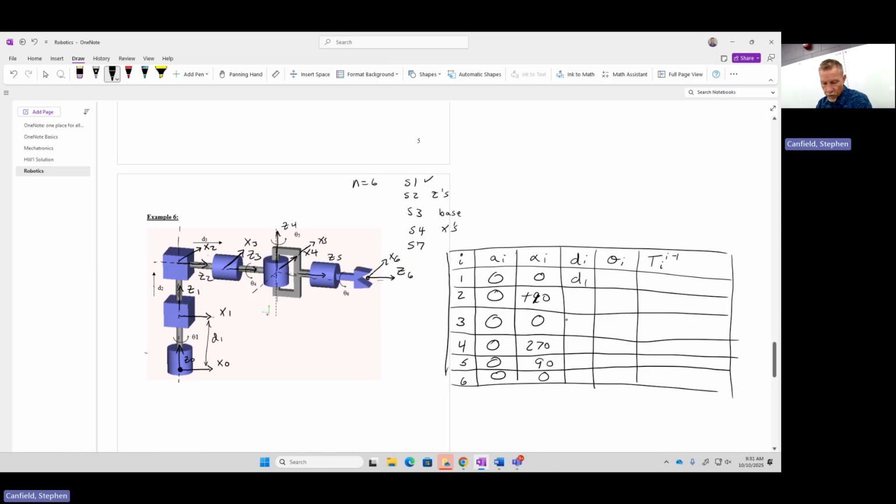Distance from X1 to X2, measured along Z1. Well, that's this guy, D2. Distance from X2 to X3, measured along Z2. This guy, D3. Distance from X3 to X4, measured along Z3, that's D4. Distance from X4 to X5, they are intersecting, so 0. X5 to X6, measured along Z5, it's going to be D6.